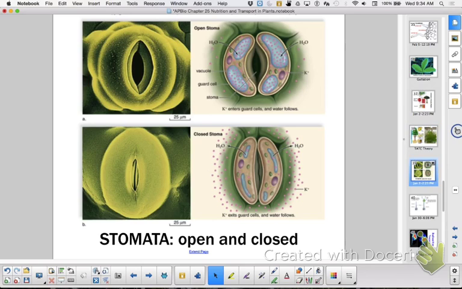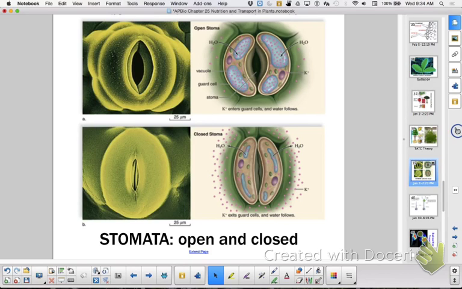Here you can see real stomata, or stoma, and then you can see an open and a closed. And you know what? We're going to use a very similar strategy to open and close them as we did to move any kind of mineral. So we'll talk about opening.